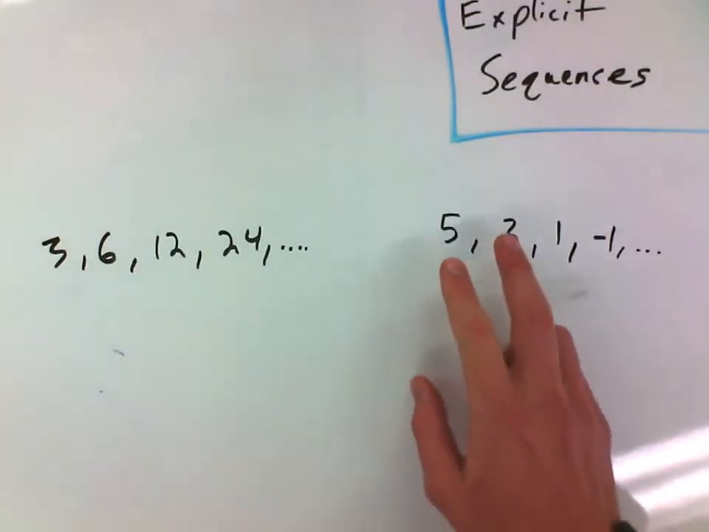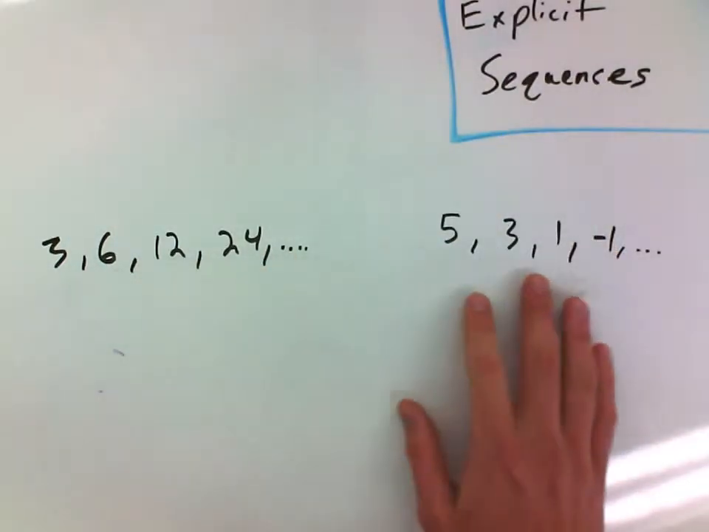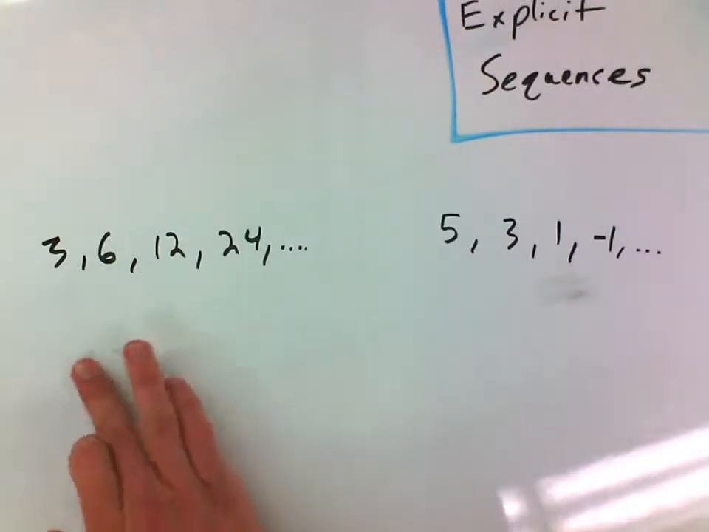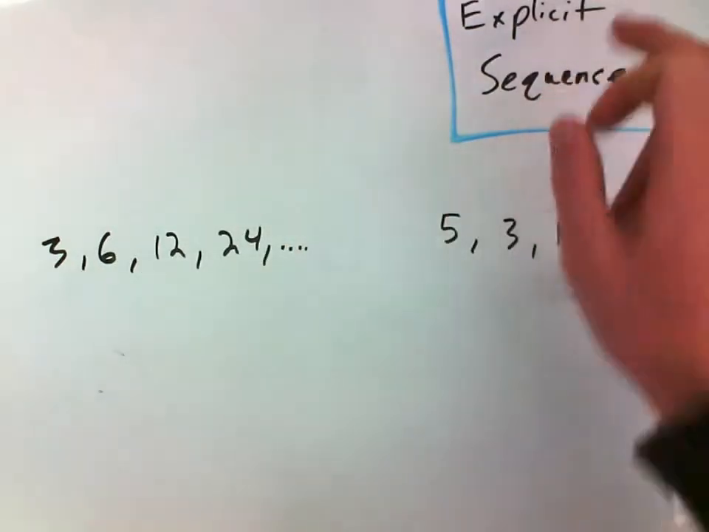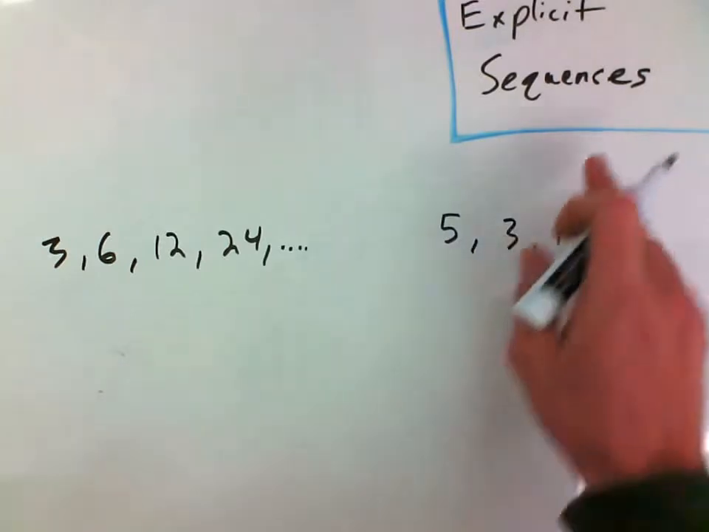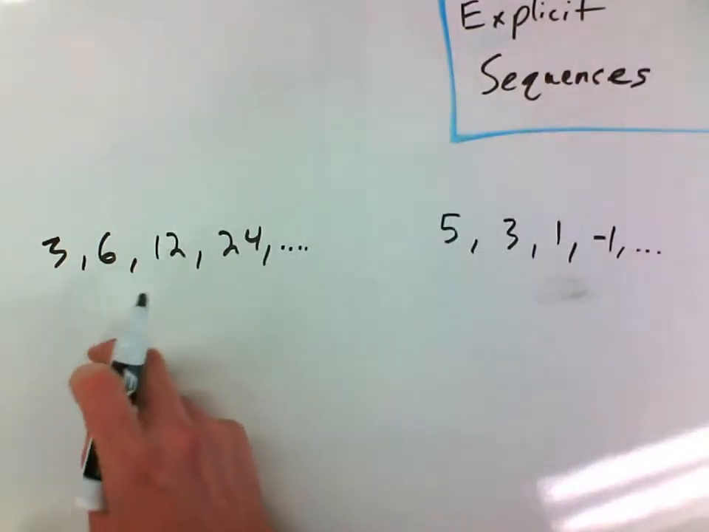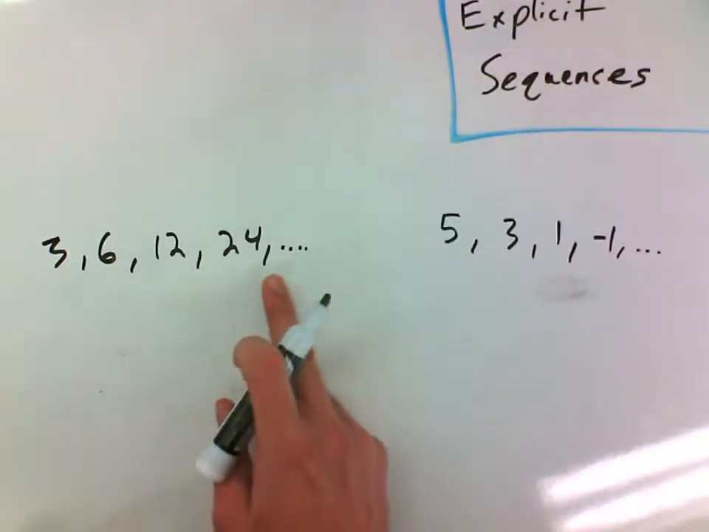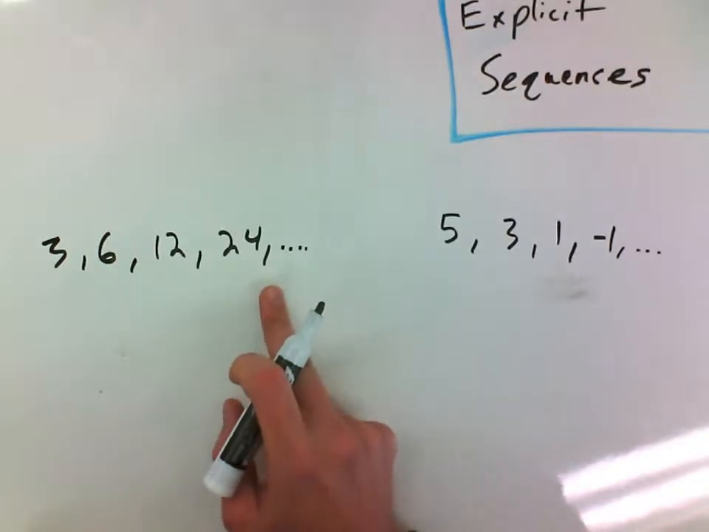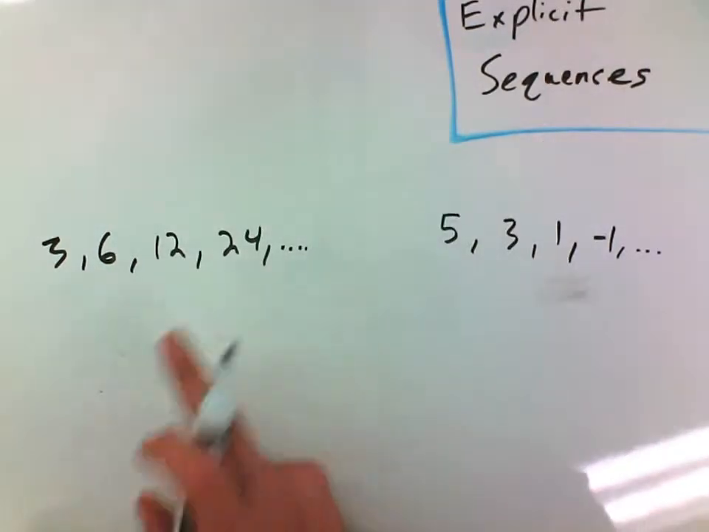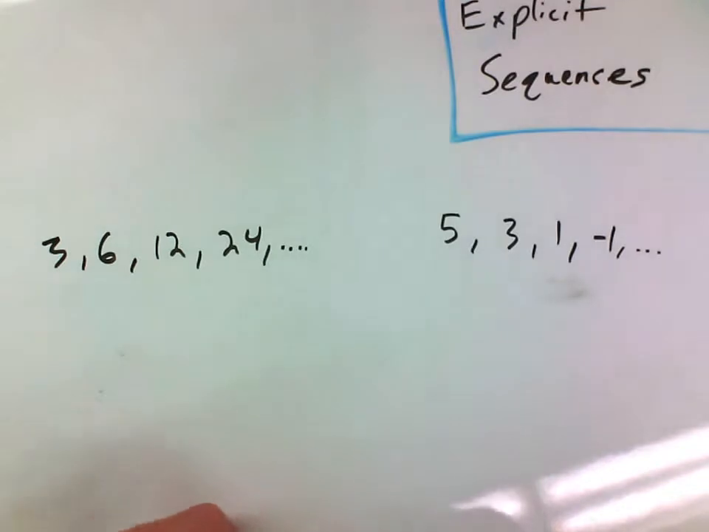All right. So here we have sequences. We have two sequences, and we're going to write them in explicit form, right? Explicit form is a great form to write these in because let's say we want to find like the 150th term of this sequence. With explicit form, we can go right to that 150th term.